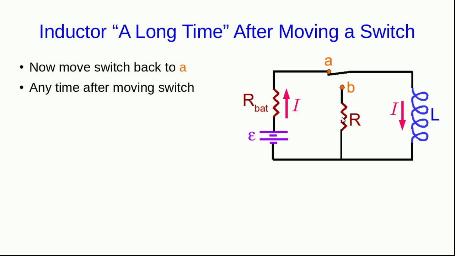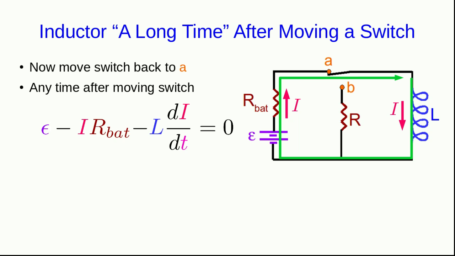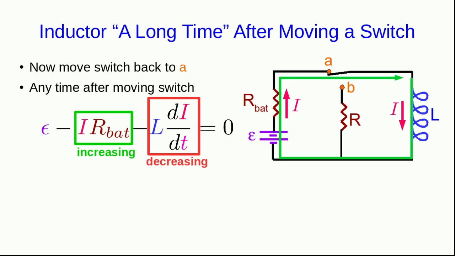Now let's think about moving the switch back to position A. And again, we can think about a loop. This time we want to think about this loop. So any time after moving the switch, the loop law looks like this. And the current we would expect now to be increasing, and so the potential difference across the resistor must be increasing, and so the potential difference across the inductor must be decreasing. Well, that tells us that di/dt is decreasing. Eventually, di/dt will be 0.